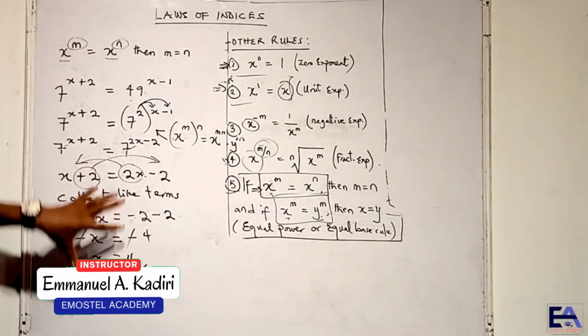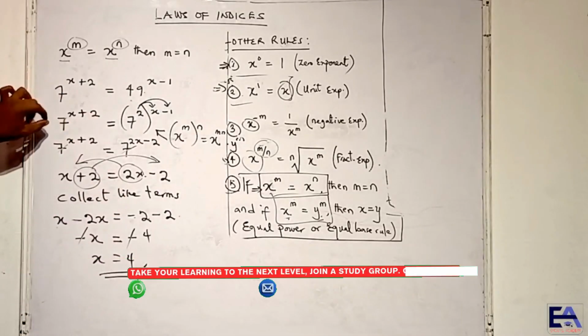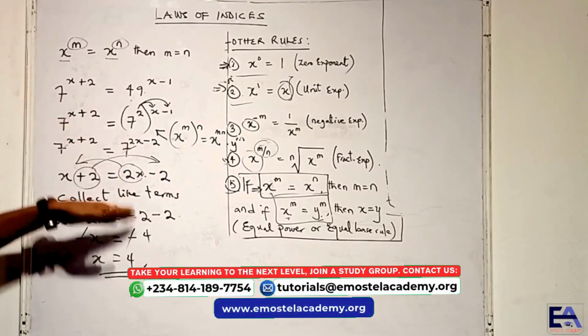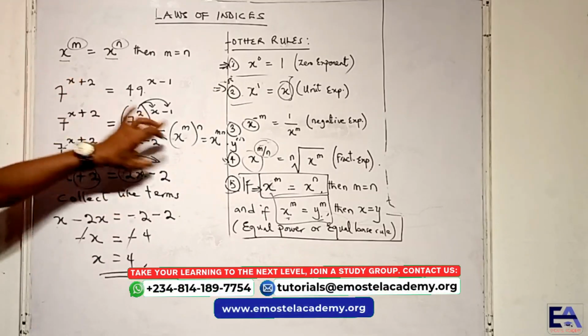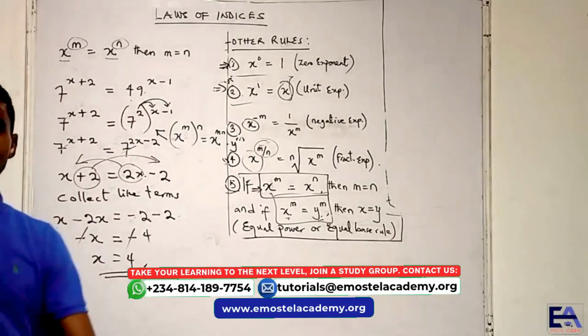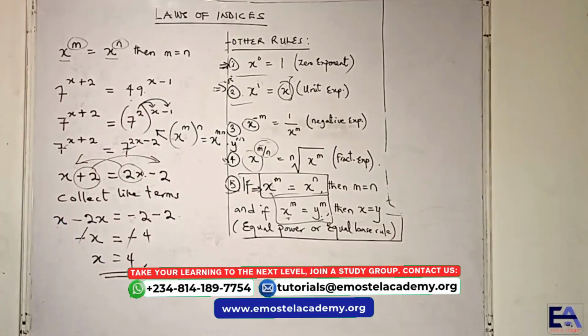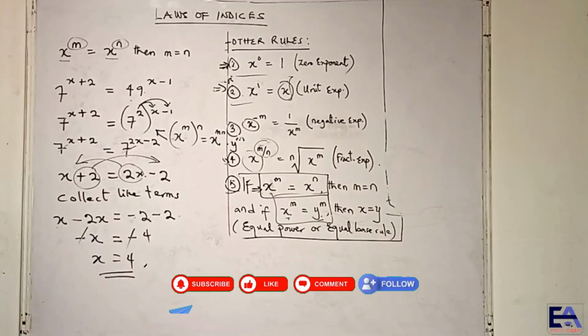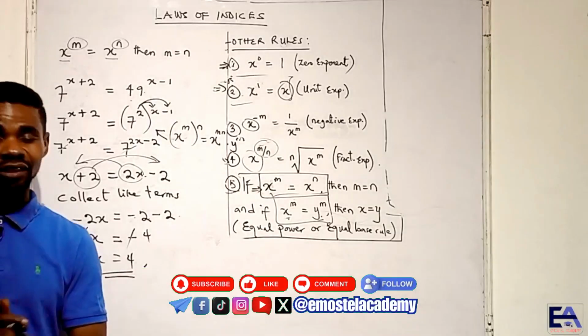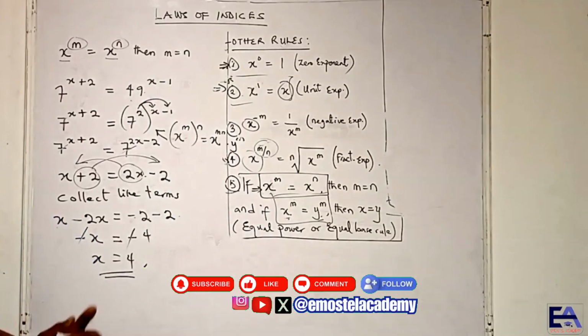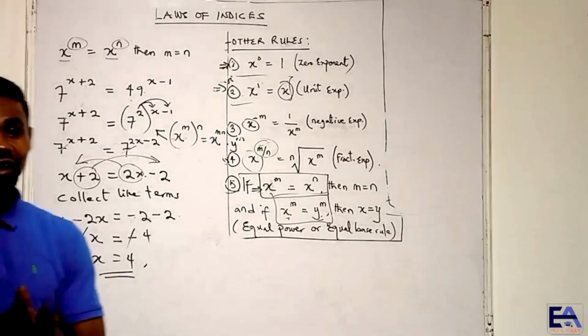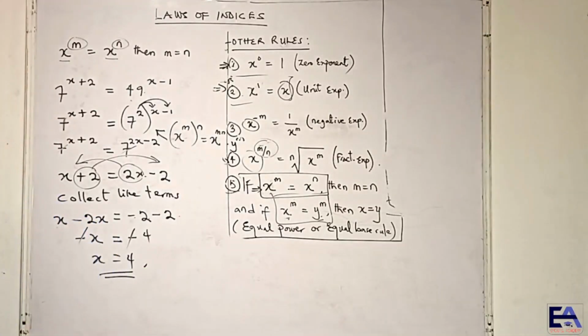So you can see that in this case now we make sure that we have equal base, we cut them out, then we equate the powers, and then we got here. Okay, so it's quite a journey so far. I believe we've learned a lot. All right, and with all of this, we come to the end of this topic, laws of indices.